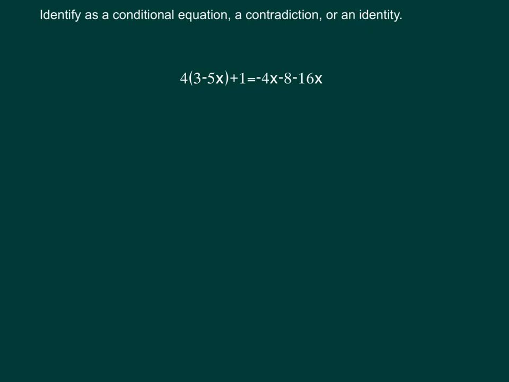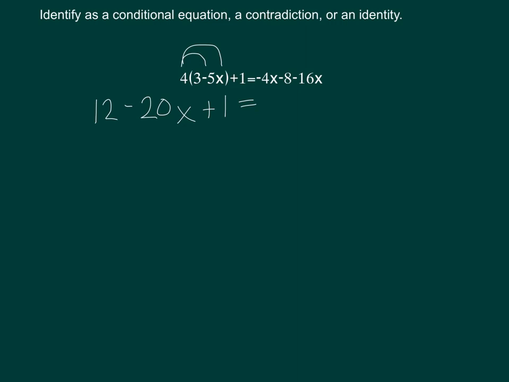So in order to make this work, we just have to simplify it or solve it. So we're going to use the distributive property with this 4 here, and we're going to distribute the 4 to each one of these guys inside the parentheses. 4 times 3 gives us a 12. 4 times that minus 5x, or negative 5x, gives us a minus 20x. Plus 1 is not part of the distribution process because it's not in the parentheses.